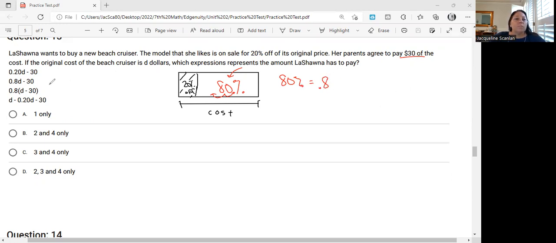Right, so she's going to pay 80% of the cost. Let me write that out. She is going to pay 80% of the cost of the scooter, minus $30 that her parents are going to pay.